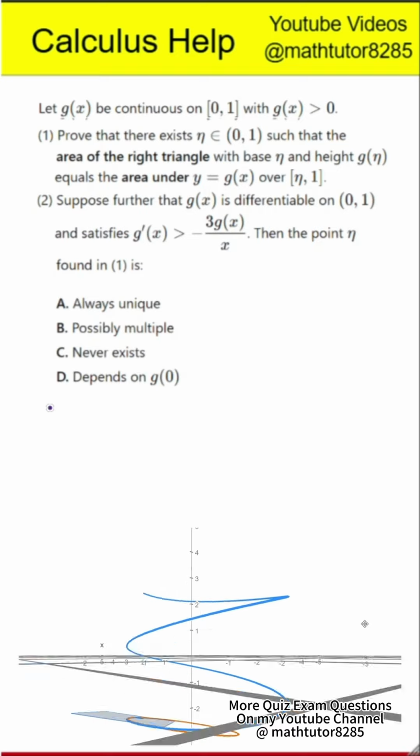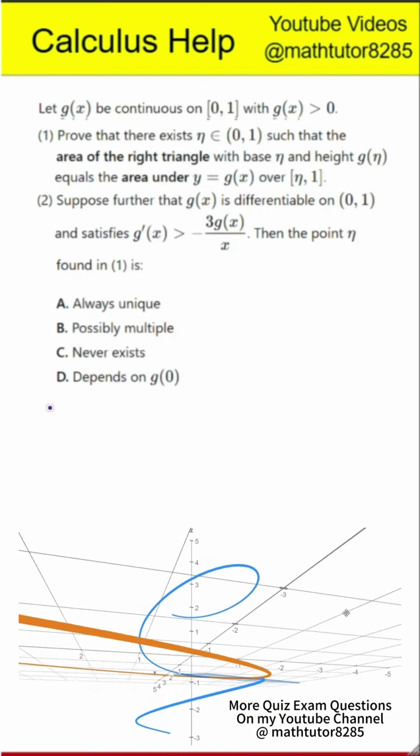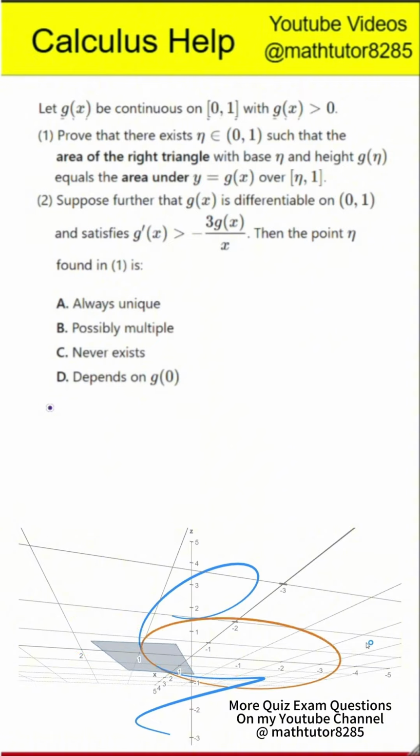Thank you so much. Let the function g of x be continuous on a closed interval from 0 to 1 and positive everywhere. Part 1. Prove that there exists a number eta between 0 and 1 such that the area of a right triangle having base eta and height g of eta equals the area under the curve y equals g of x from x equals eta to x equals 1.